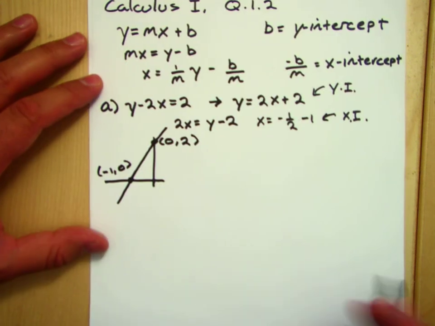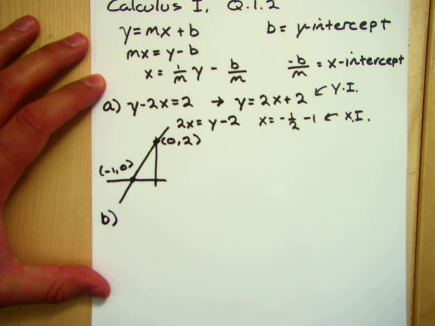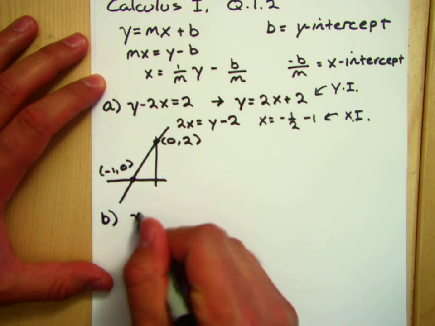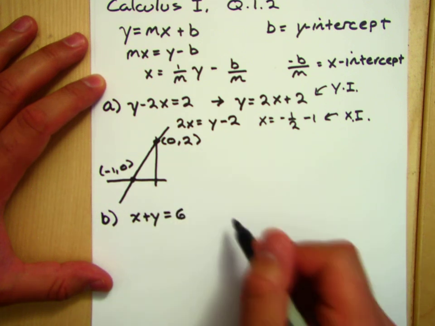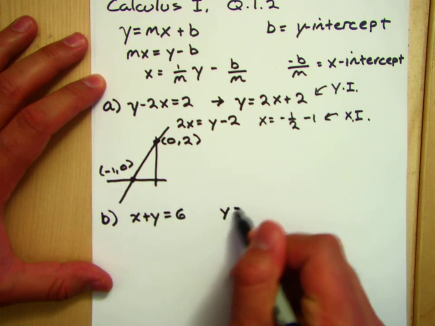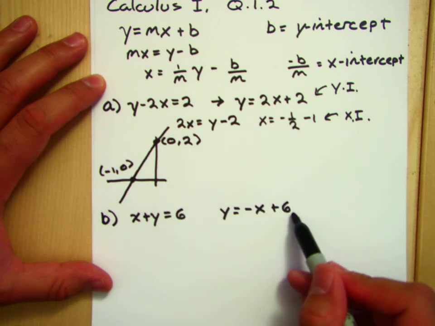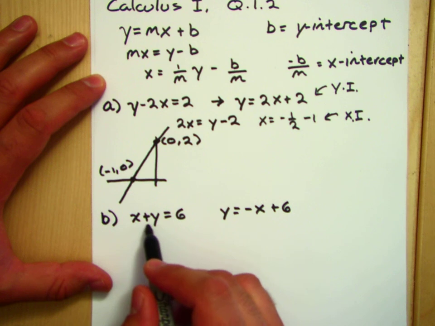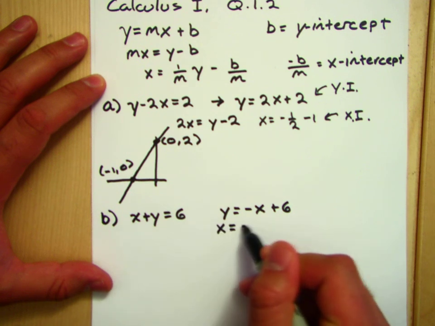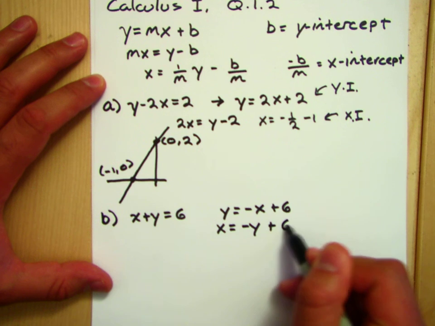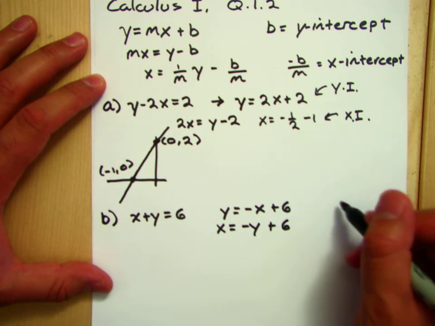All right, let's do part B, or equation B. Equation B is x plus y is equal to 6. Well, this one's not too bad. If we solve for y, we get y is equal to negative x plus 6. So the y-intercept is 6. And if we solve for x, we would get x equals negative y plus 6. So the x-intercept and the y-intercept are both equal to 6.